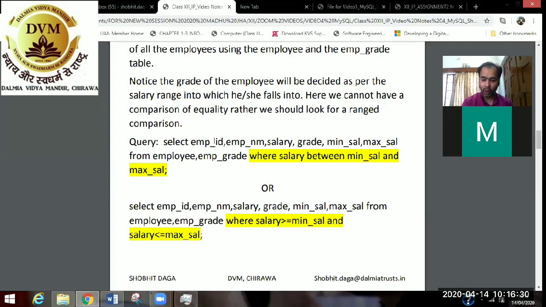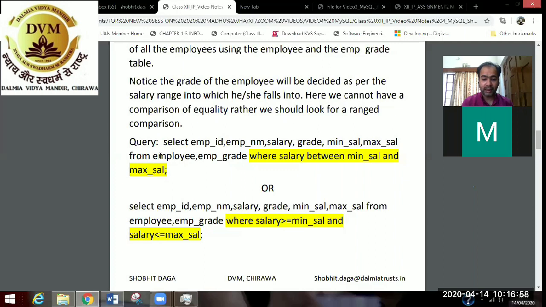Select employee ID, the name of employee, EMPNM, salary, grade, minimum salary and maximum salary. These are the columns I wish to see in the output. You may change the numbering and the names of the column as per your wish. If you do not wish to see the employee ID column, you can simply remove it from the select query.